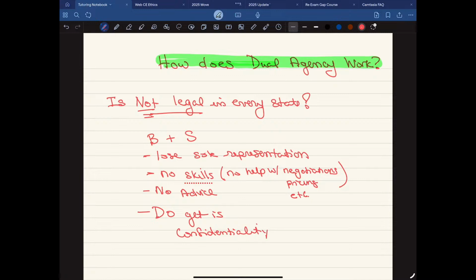So that means if you're this agent, if there's something you knew about the seller that could help the buyer get a lower price, you can't tell them. If there's something about the buyer that would help the seller get a higher price, you can't tell them, because you have to keep the confidentiality of both sides. And if you tell something to one side, it's going to hurt the other. So they lose this, hey, somebody is only looking out for me kind of thing.